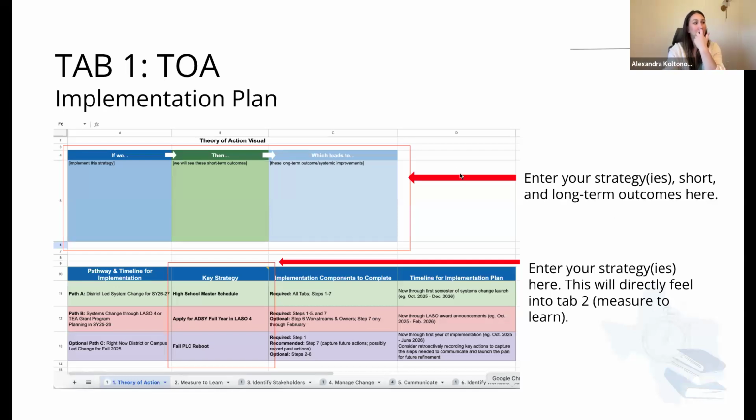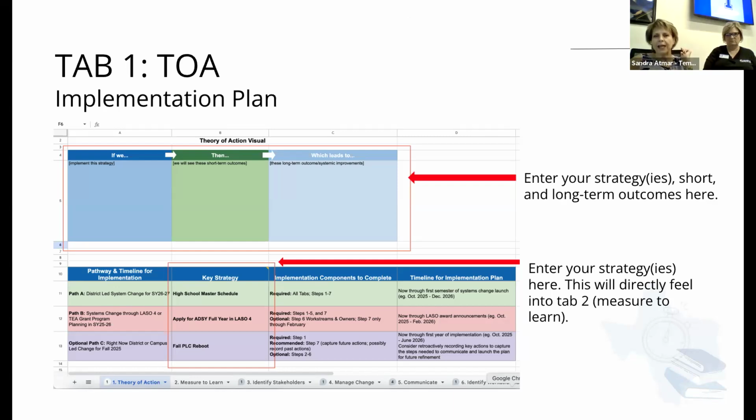So this is where you have the theory of action visual that was presented up top. And this is where you had your more narrative, longer theory of action. This was just a high-level "if we, then, which leads to" summary, to make sure that you have your implementation plan grounded and rooted in the shared interpretation of why you're doing what you're doing. So again, this is just a high-level summary of it. Sandra?